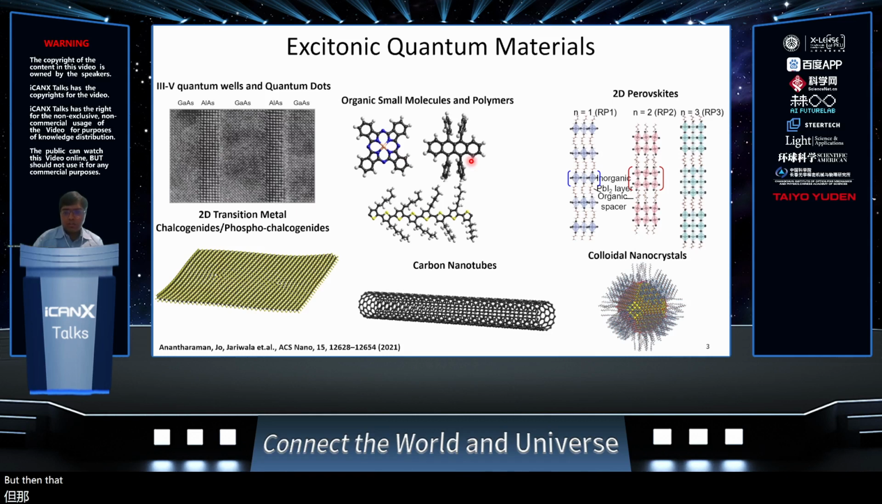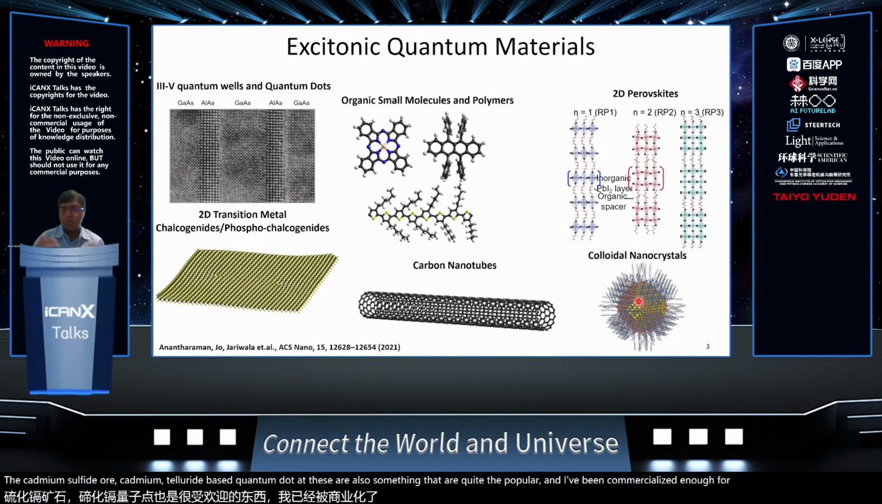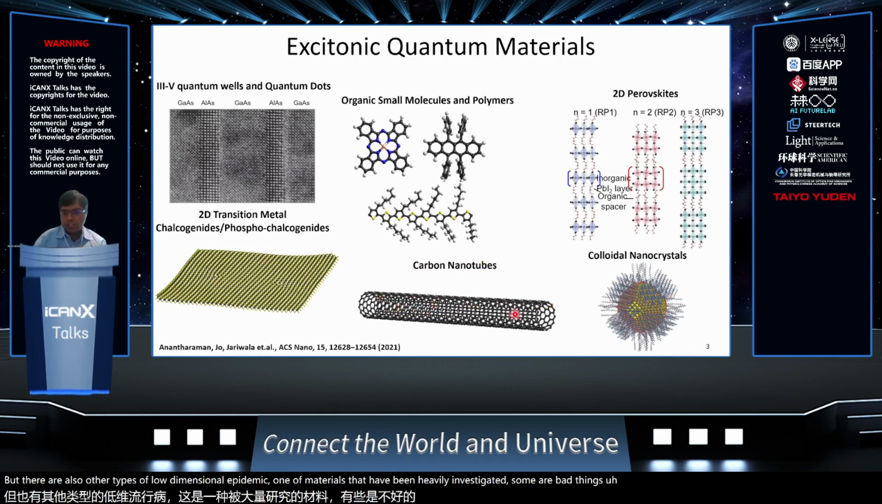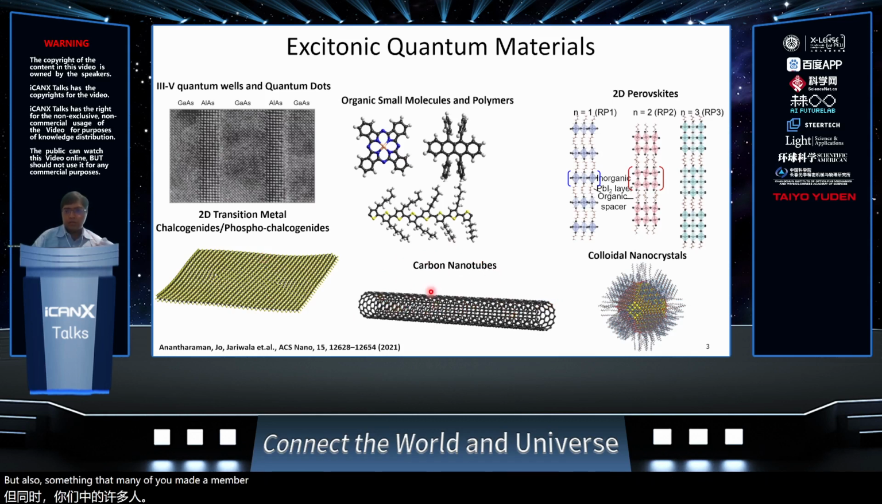But then there has also been a lot of research on colloidal nanocrystals. These are the cadmium sulfide or cadmium selenide based quantum dots. These are also quite popular and have been commercialized in the form of QLEDs. Some of you may have seen QLED TVs from LG or Samsung and so on. But there are also other types of low dimensional excitonic quantum materials that have been heavily investigated. Some are these one dimensional ones, such as carbon nanotubes, which many of you may remember, which have been very heavily investigated.